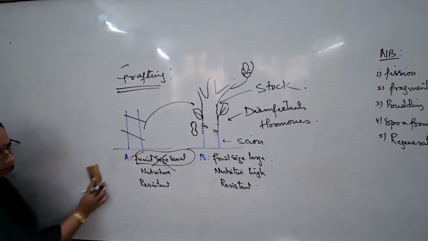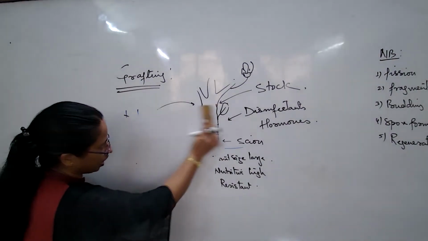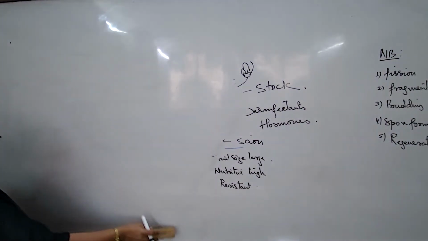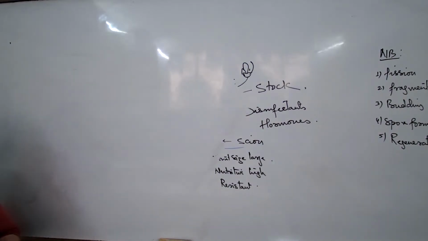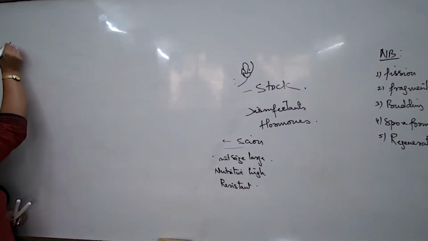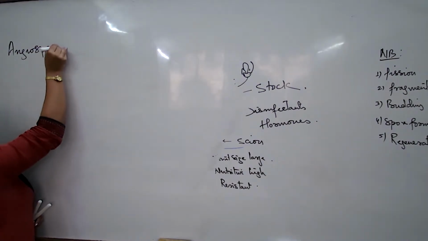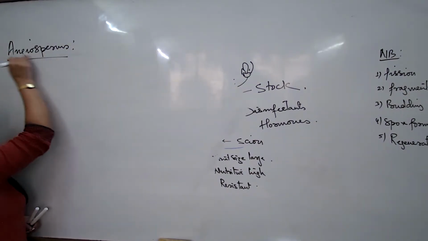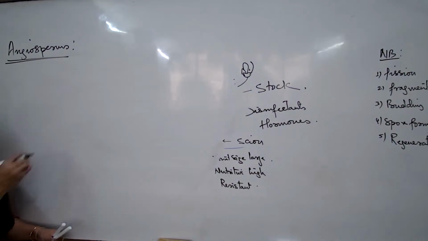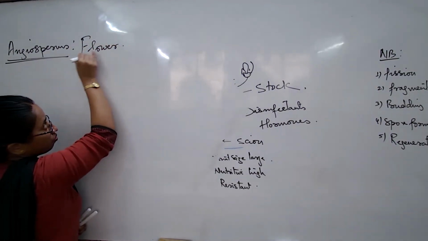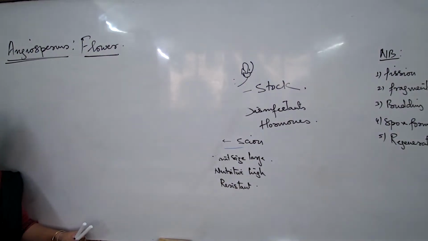Now, after the concept of vegetative propagation in the plants, next what we try understanding would be the concept of sexual reproduction in the plants. First, sexual reproduction in angiospermic flowers. When we are talking about angiosperms, what are angiosperms? These are the flowering plants. And what is the reproductive part there? The reproductive part is the flower.